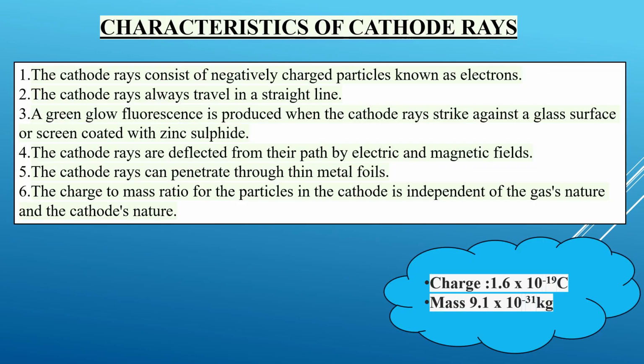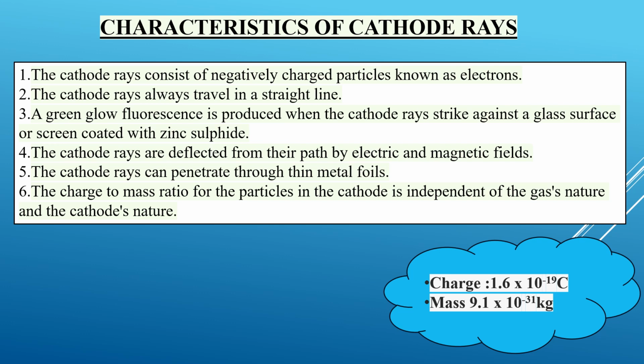Moving on to the characteristics of cathode rays. Cathode rays are made up of negatively charged particles, and these particles are known as electrons. These cathode rays always travel in a straight line, and as we just discussed, on striking zinc sulfide, they produce a green colored glow or green colored fluorescence.